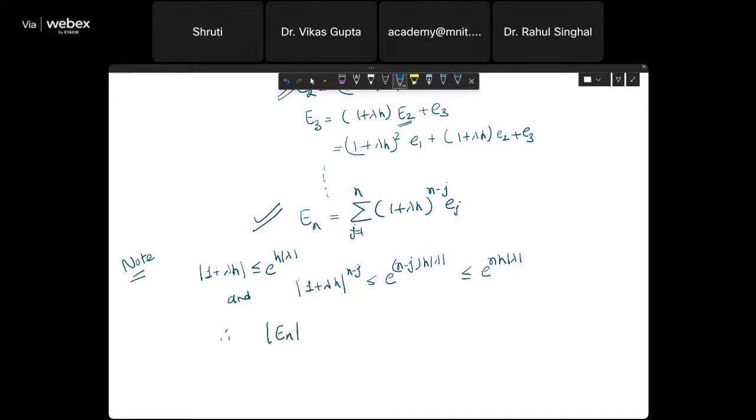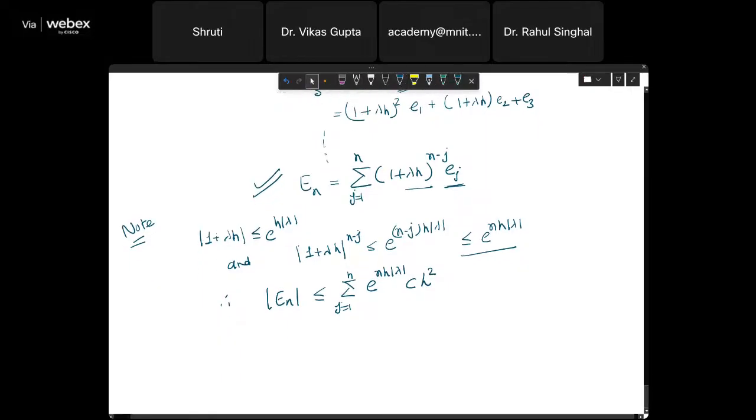Therefore modulus of En will be less than or equal to summation j going 1 to n of the modulus of this part, which is further less than or equal to this. So I'm directly using it and writing it here. And mod of ej we have already computed. This is the local truncation error, so this will be c h square in case of Euler method, right? So this is what we are obtaining.